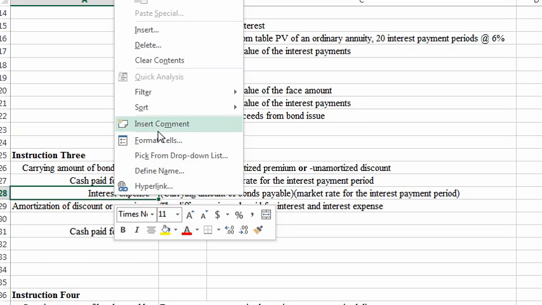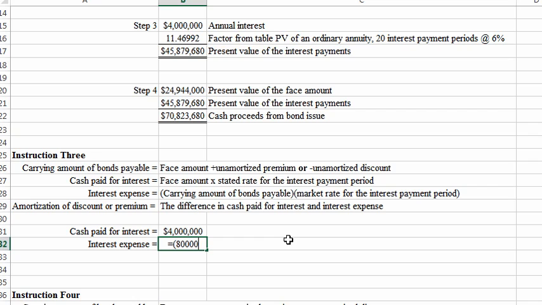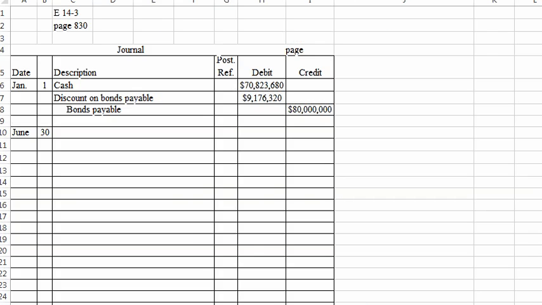Now let's calculate interest expense. Well, it's going to be the carrying amount of the bonds payable times the market rate for 6 months, which is our interest payment period. That's going to be equal to the carrying amount, which would be $80 million minus any unamortized discount. Well, that discount was over here.